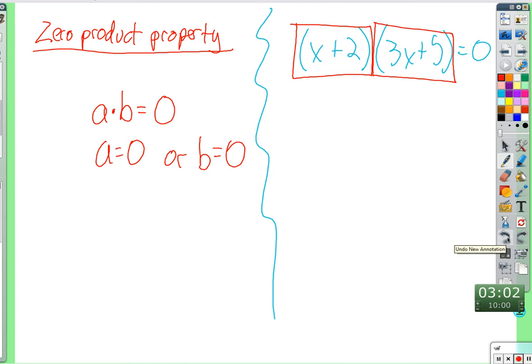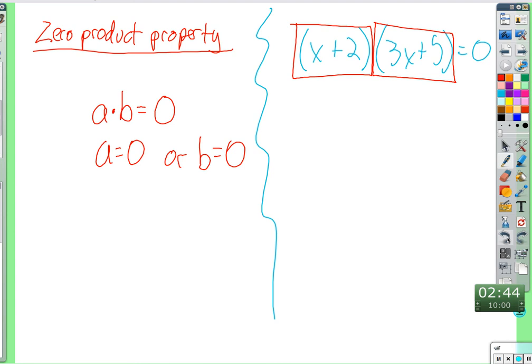It's not important, we don't need to write A and B for any reason, but it's a lot like this guy over here. A times B, some number times some other number, is equal to zero. Okay. So what did we say? What does that definitely mean about one of these numbers? Zero. One of them is zero.